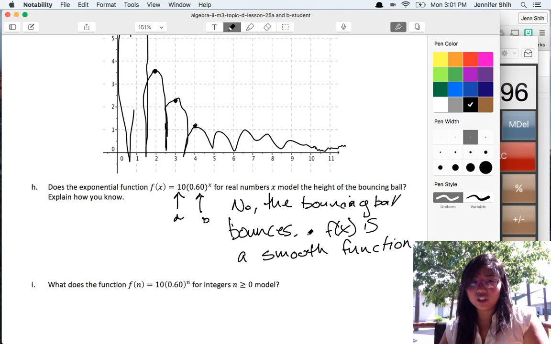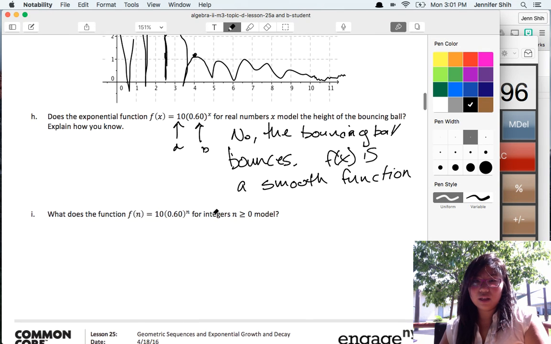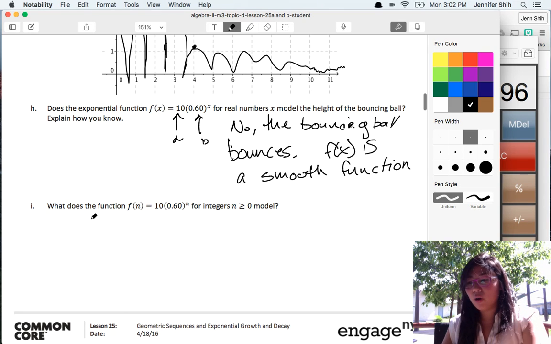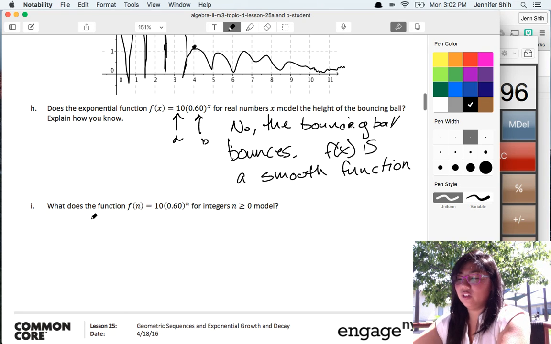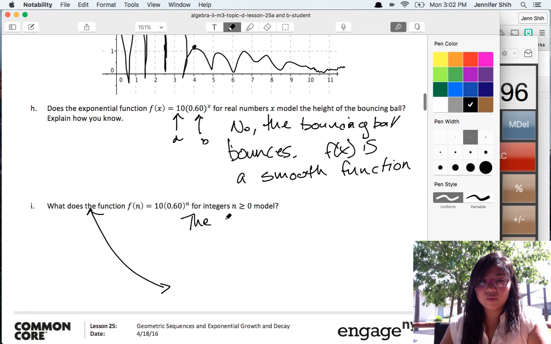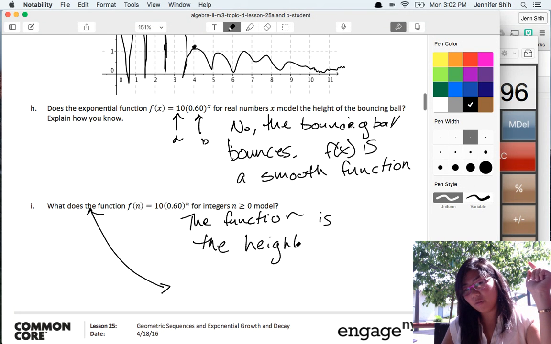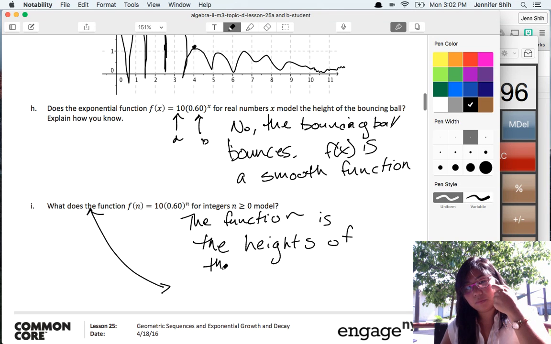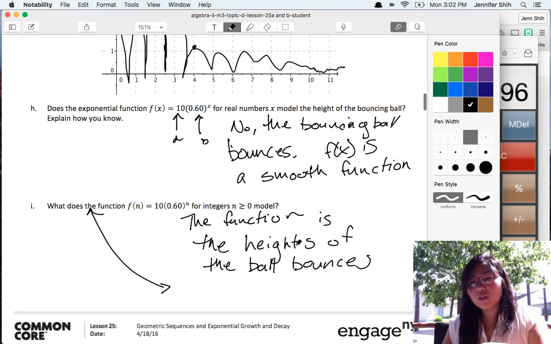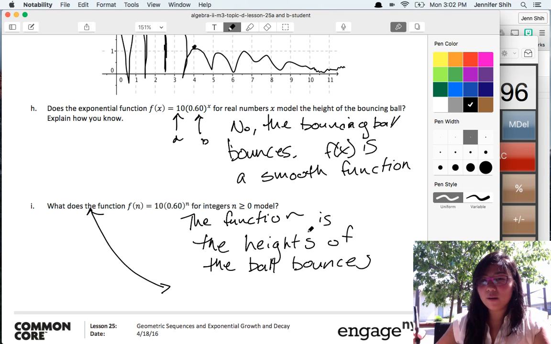So what should it actually look like? Well, what does the function actually model? This actually models a decay function. And it should make a smooth function like this. The function represents the maximum heights of the ball as it bounces. So, for bonus points, go take a bouncy ball from your little sibling, bounce it, and then imagine this exponential function.